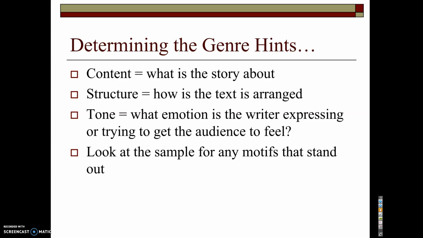Now, I promised we would break down those different words that were part of the genre definition. Remember, that's a type of literature similar in content, tone, or structure. So these are more hints on how to figure out a literary genre. The content is what the story is about. The structure is how the text is arranged. And the tone is what emotion the writer is expressing or trying to get the audience to feel. As we go through the different genres, you will see what the content of each genre is in its definition.